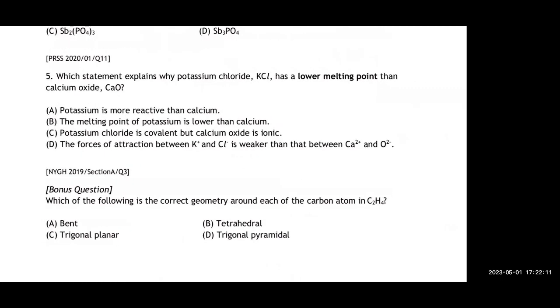Let's go. Question 5 is similar to question 3, to explain the melting point. Sharon, question 5. Why does KCl have a lower melting point than CaO? Why is KCl lower than CaO?